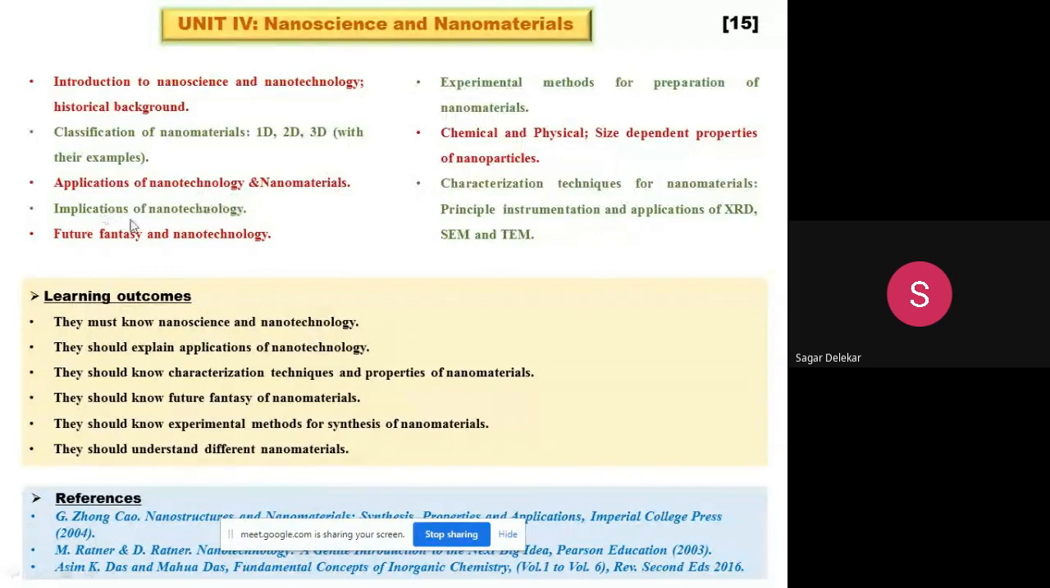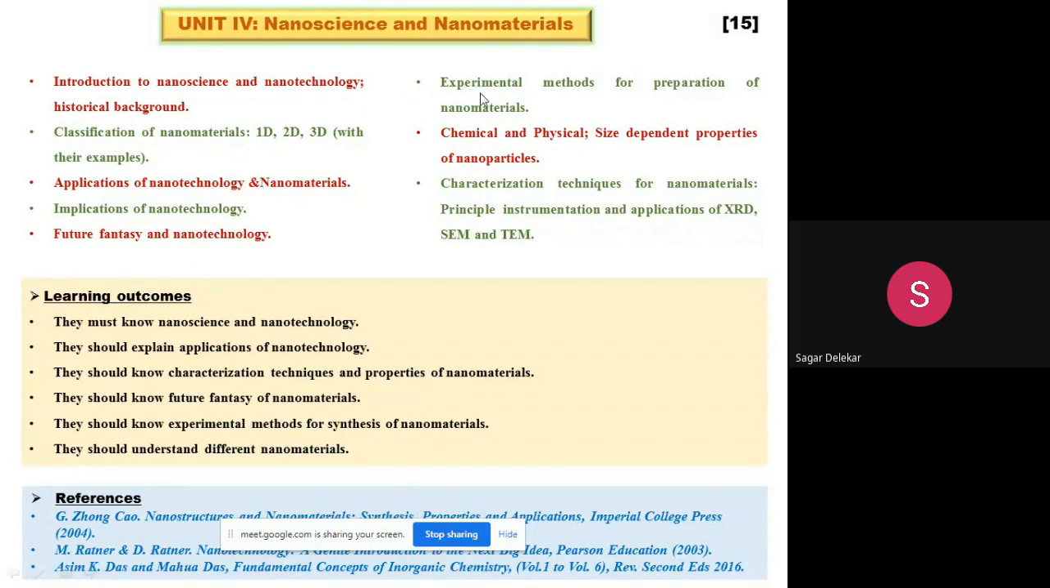Then the implications are also one of the major aspects we want to focus on, and then the future prospects of nanotechnology, and what the future outlooks are. That is also very important, because though it is a boon to human beings, there are still certain constraints. All these are to be considered in the implications and the future of nanotechnology.